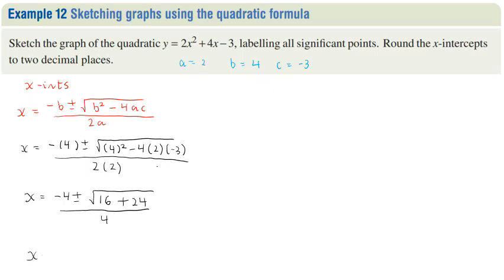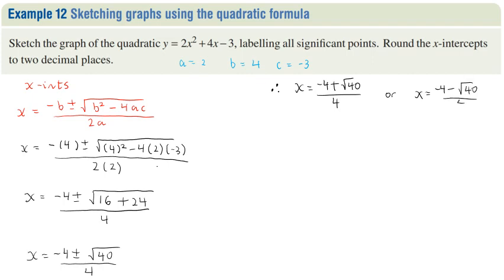So x equals negative 4 plus minus 16 plus 24 is 40, over 4. So therefore, my 2 x-intercepts I've got are, let's put the therefore symbol, x equals negative 4 plus square root 40 on 4, or x equals negative 4 minus square root 40 on 4.